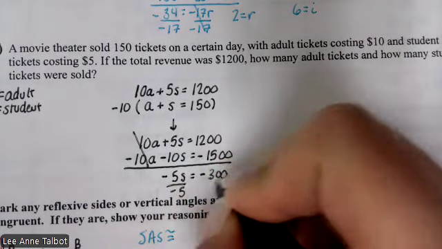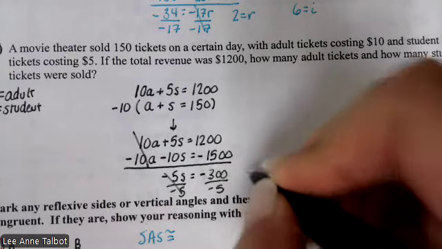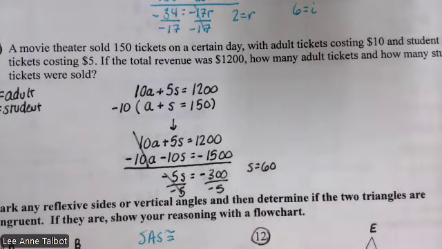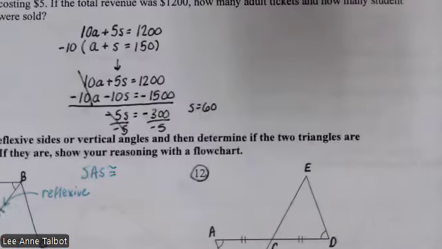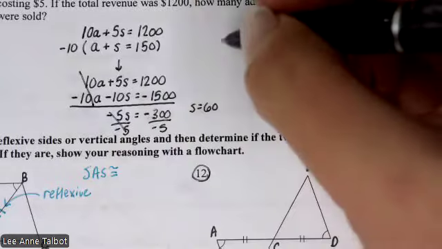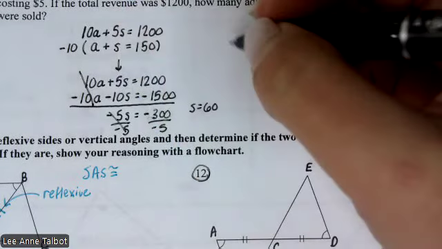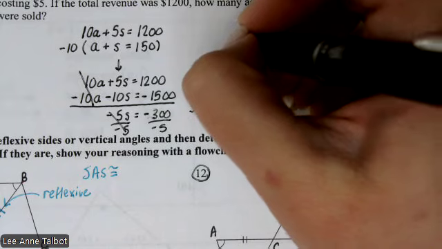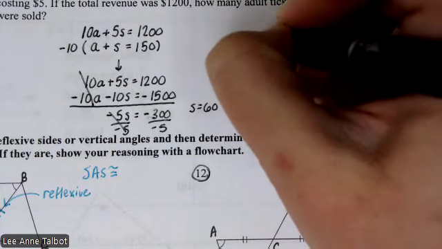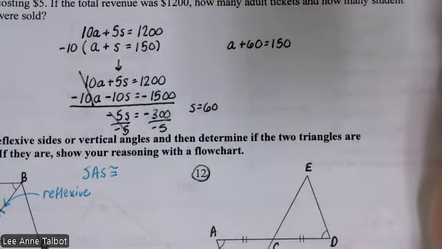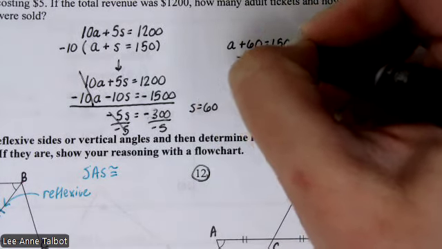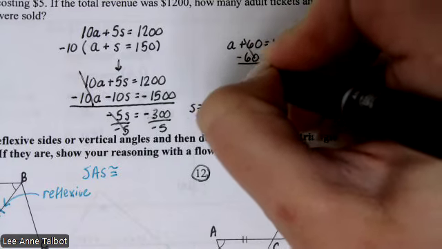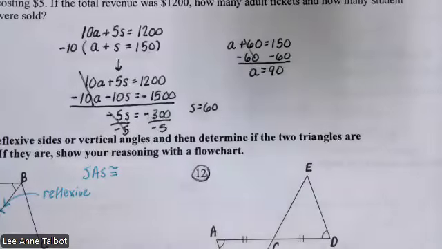Divide by -5. S equals 60. Okay, and I like to always plug back into the total equation because it's easier. So A plus 60 equals 150, minus 60, A equals 90.